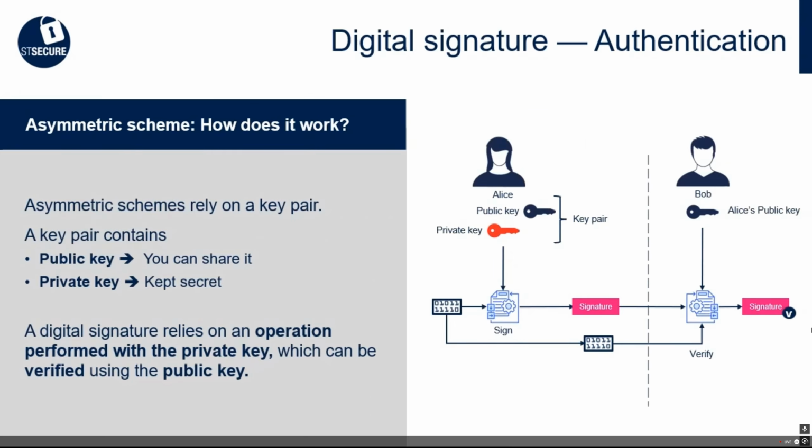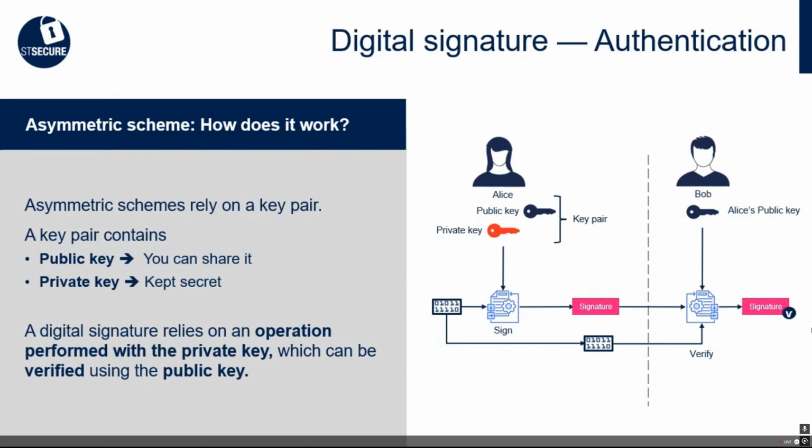Now, take a look at this slide. We will dive into digital signature using asymmetric cryptography. I will break it down for you step by step. First, the key principle behind asymmetric cryptography is the use of a key pair. A key pair contains a public key and its associated private key. The public key, as the name suggests, is public data. You can share it. The private key, on the other hand, is the core of the algorithm and must remain a secret.